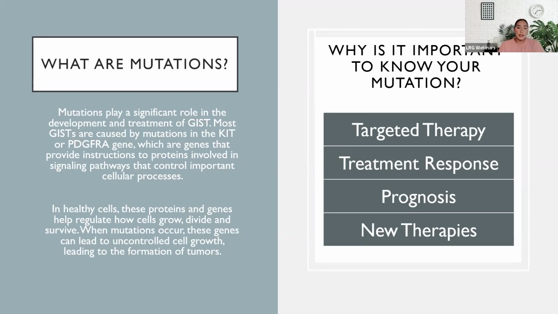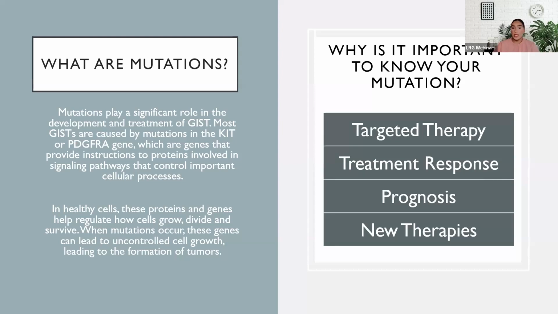In healthy cells, these proteins and genes can regulate how cells grow, divide, and survive. When mutations occur, these genes can lead to uncontrolled cell growth, leading to the formation of tumors. Understanding these mutations is crucial for several reasons. One is targeted therapy. Certain medications known as targeted therapies work by blocking the activity of the proteins produced by the mutated gene. For example, the drug imatinib or Gleevec is effective against GIST with certain mutations.